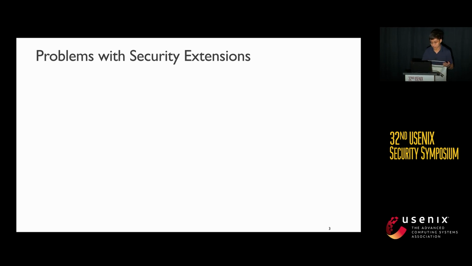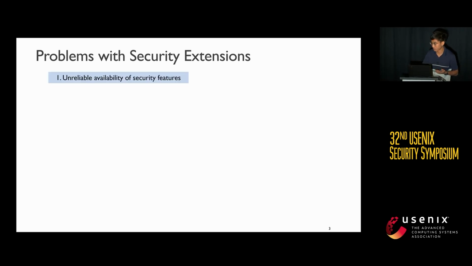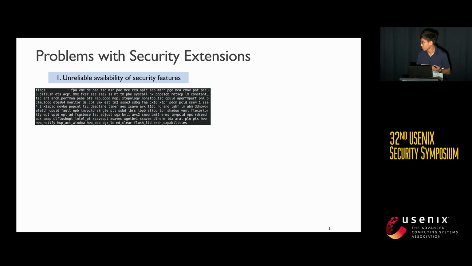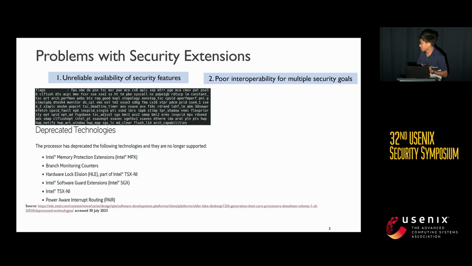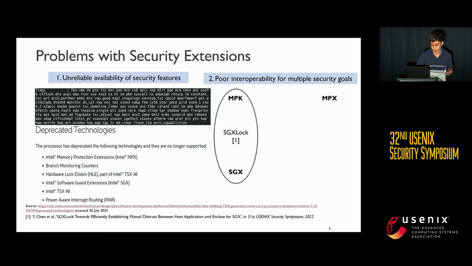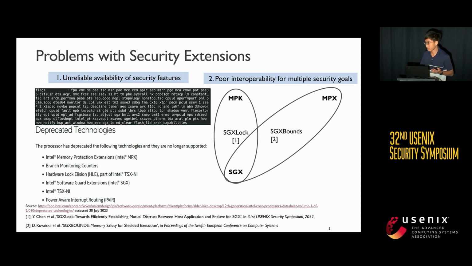A large number of security extensions can lead to problems. First of all, software cannot rely on the availability of certain security features because hardware implements different sets of security extensions, and sometimes security extensions might be deprecated after a few years by the vendor. Secondly, it also offers poor interoperability for achieving multiple security goals. For example, it took people special effort to figure out how to make MPK or MPX work with SGX. And even so, sometimes the conclusion is that the extensions simply do not fit very well together. It also took special effort to virtualize all those security extensions.